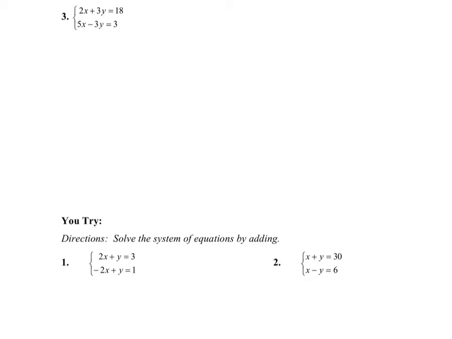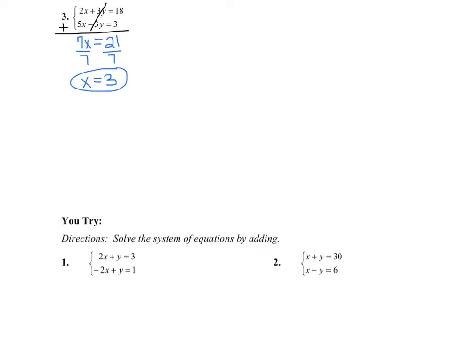So your first step is to get rid of the additive inverse. Find it and cancel it out. So our additive inverse would be a positive 3y and a negative 3y. So we're going to cross them out, and now we're going to add. So we're going to add 2x plus 5x gives us 7x. Bring down the equal sign, and then 18 plus 3 gives us 21. Our next step, you want to divide both sides by 7, and x equals 21 divided by 7 is 3, so x equals 3.